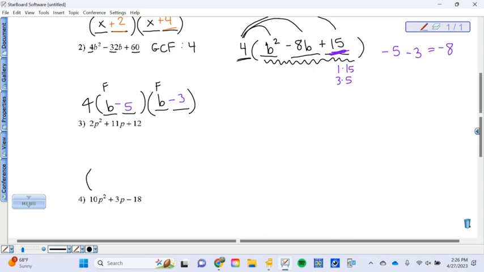But we're still factoring into 2 binomials, right? That means we still have 4 spaces to fill in. So what is definitely going to be a part of my first times first? P, because I've got to end up with P squared. So I have P times P to give me that P squared. And then remember this, we got to make our little T chart.